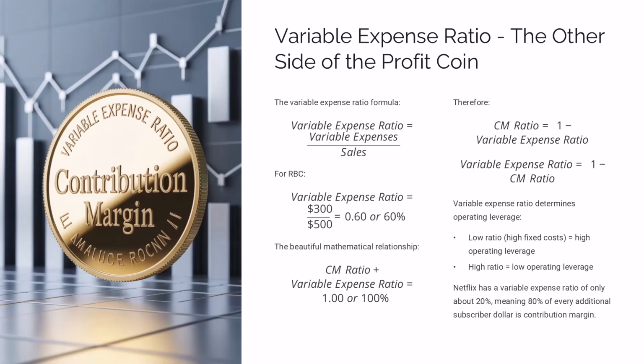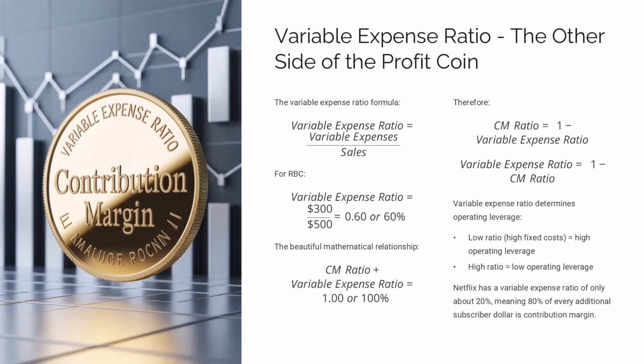The other side of the profit coin. Now let me blow your mind with something so simple yet so powerful that when you understand it, you'll literally be able to analyze any business in seconds. And this is exactly what got Robert Thompson his $110,000 offer from Amazon's finance team, because during his interview, he instantly calculated that Amazon Web Services has only a 15% variable expense ratio, which explains why it generates most of Amazon's profits despite being a smaller part of their revenue.